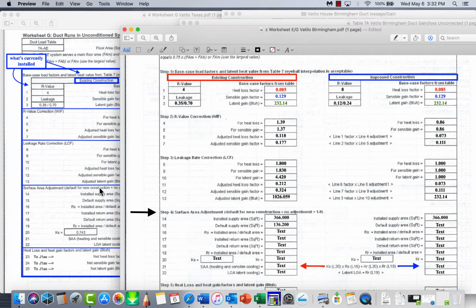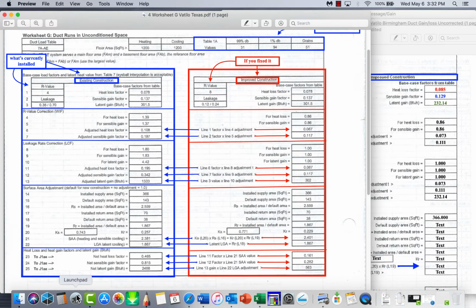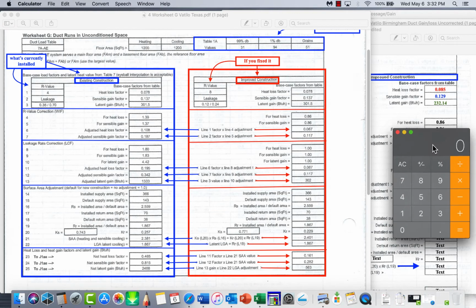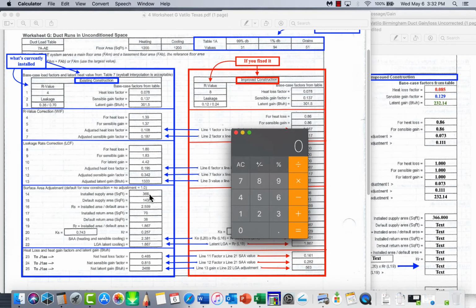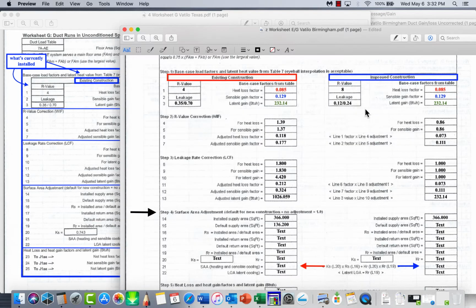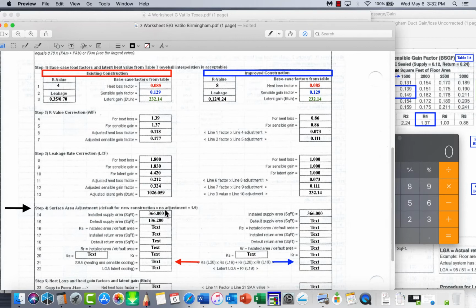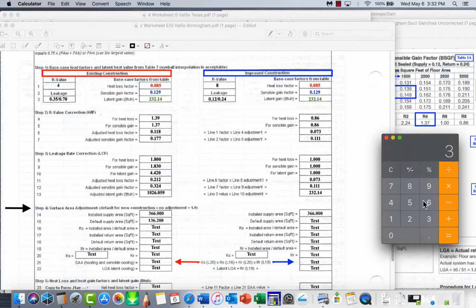Okay, let's show how they came up with their number. So they had 366, and we'll bring a calculator up here so we can do a little math on this. So basically 366 divided by 143, and they ended up with a 2.59999. Okay, so we're going to do the same thing with ours. Slide this over, bring ours back over here. So we're going to have 366 divided by 136.200. And we come up with this big number here.